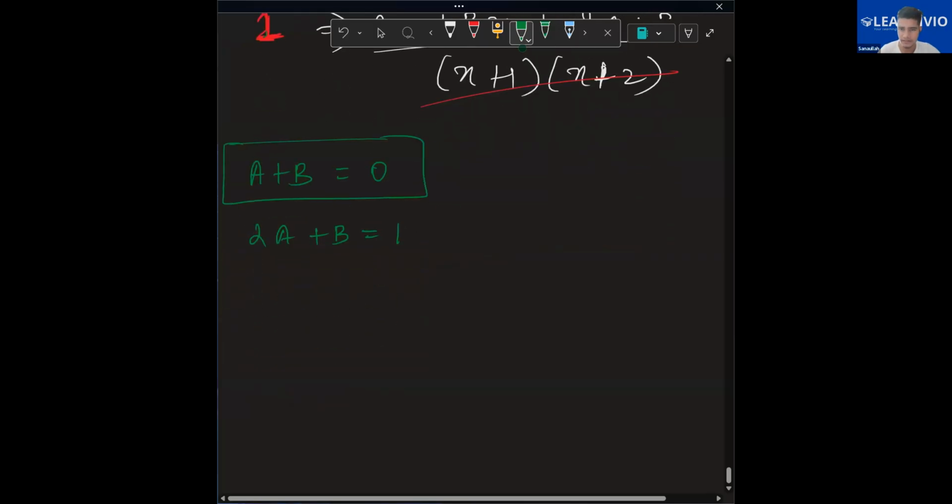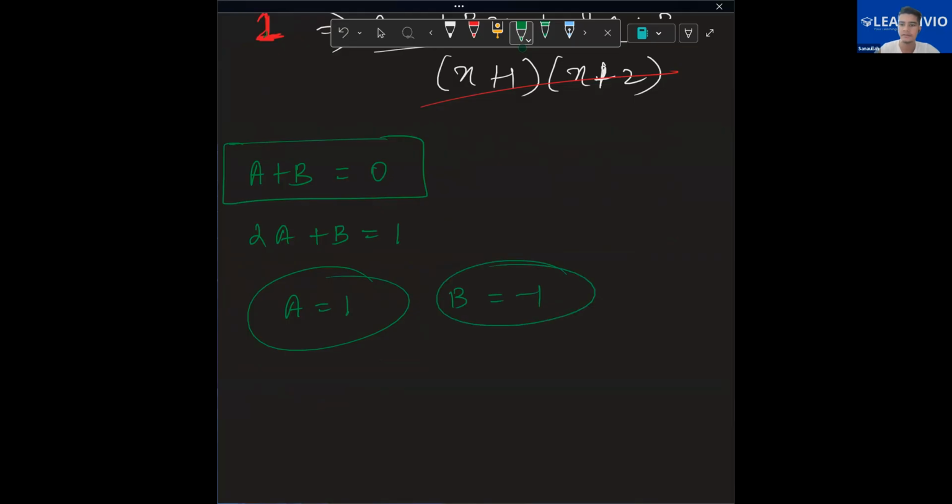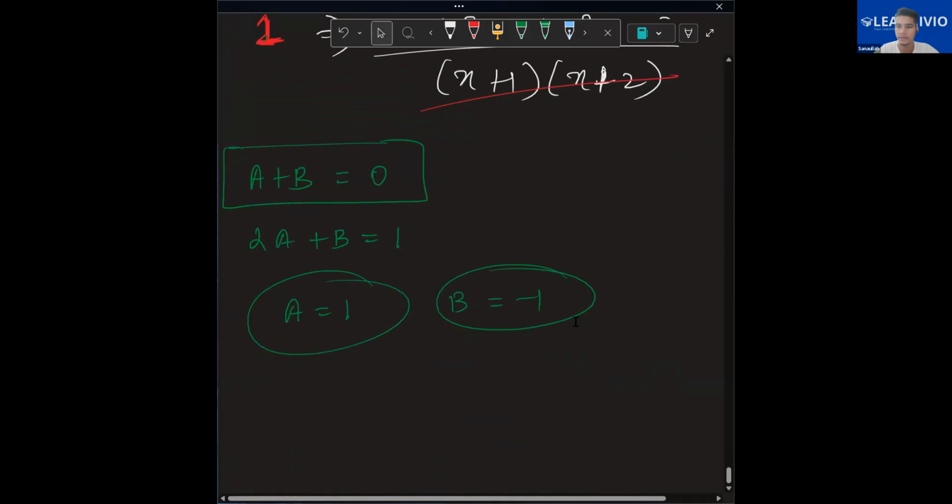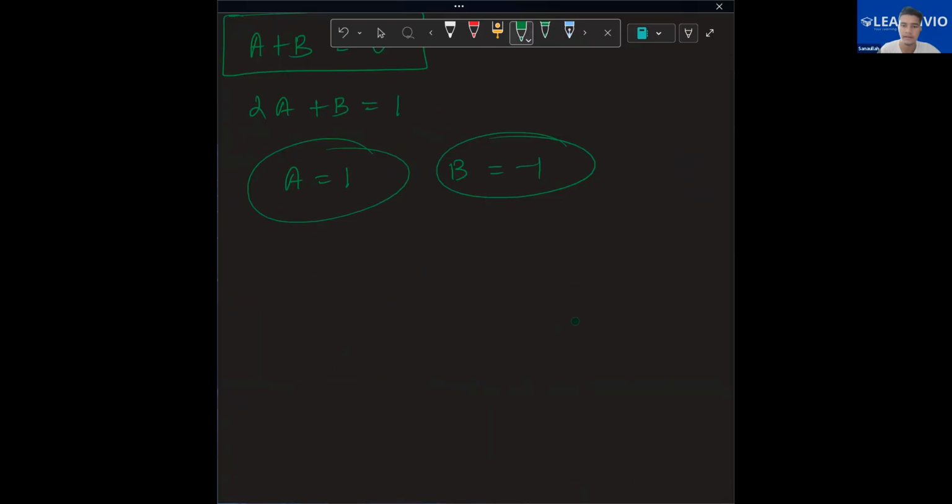When you will solve this, so you will get a is equals to 1, and b is equals to minus of 1. Now you can easily substitute over here a upon x plus 1 and b upon x plus 2. So उसका इंटीग्रल आ जाएगा 1 upon x plus of 1 minus 1 upon x plus of 2. Now you can easily integrate this, है ना? इसका इंटीग्रेशन आपको पता होगा with respect to dx.